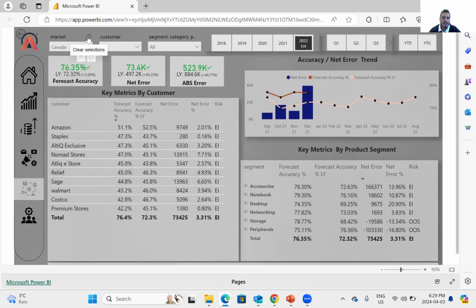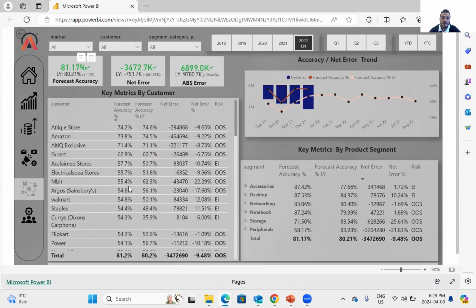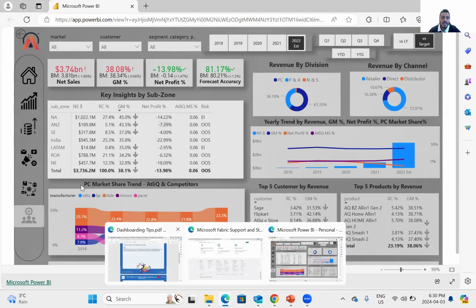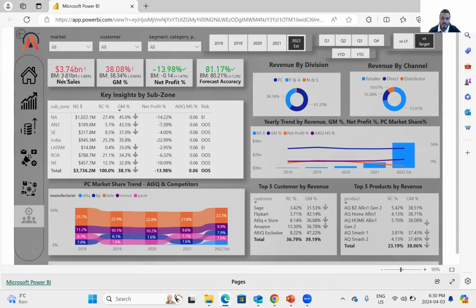You can always clear the section, and you can check the insights based on the region or market you like to explore. You can check it out through the customer as well. And the last and very important view, which I really liked, is this amazing executive view, which shows the revenue by division, by channel, where they can check their distribution channels, how much revenue each is generating, which is the major portion of it.